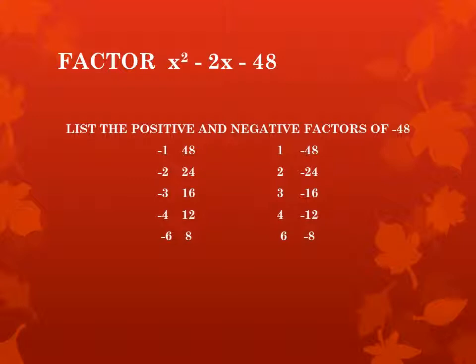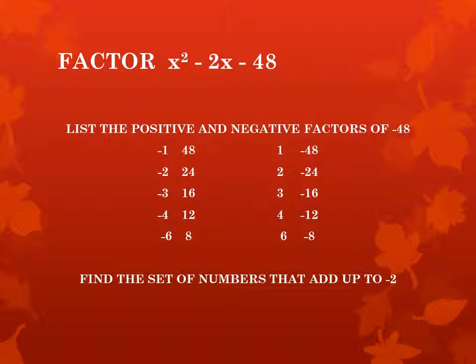We have negative 1 and 48, 1 and negative 48, negative 2 and 24, 2 and negative 24, negative 3 and 16, 3 and negative 16, negative 4 and 12, 4 and negative 12, negative 6 and 8, and 6 and negative 8. Next on our list is to find the set of factors that add up to b, or in this case, negative 2x. Our factors are 6 and negative 8 that add up to negative 2.